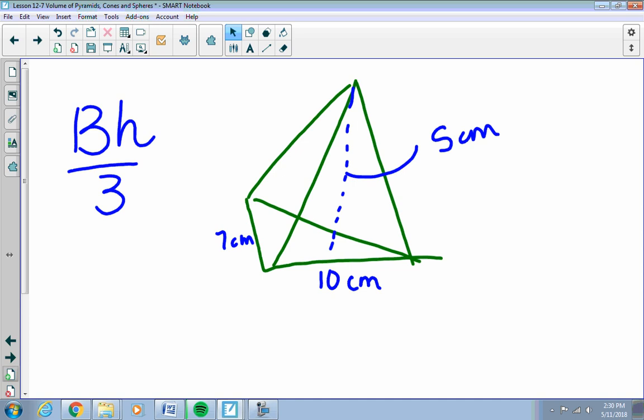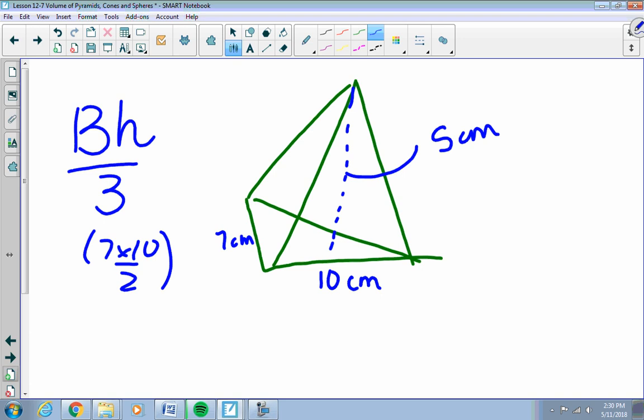Did you divide by 3 at the end? So the base would be 7 times 10 divided by 2. Don't do that. They don't know what you're doing in that formula, though. Okay? Don't do that. Times 5. So it would have been 35 times 5. 5, carry the 2. 175 divided by 3.